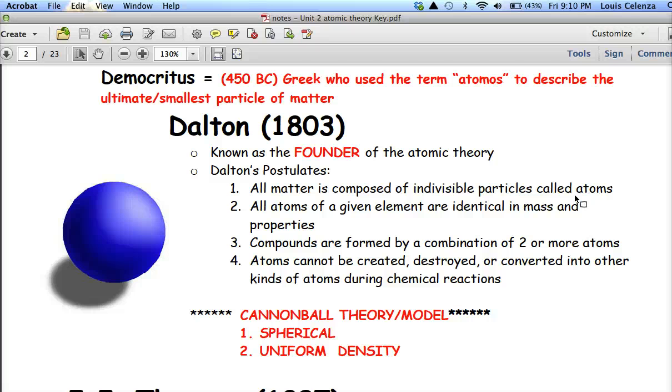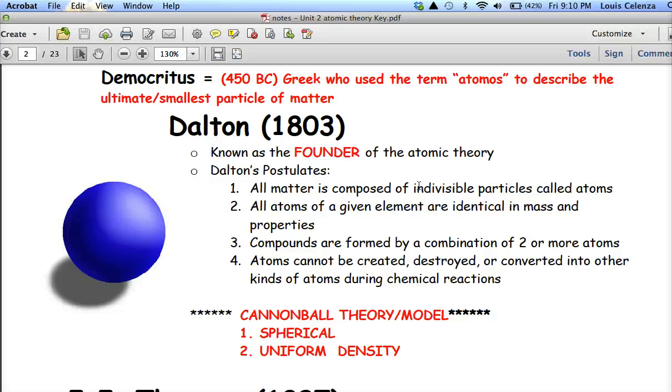Keep in mind, this is Dalton's postulate. It turns out that atoms are divisible. So in this particular case, it turns out that Dalton's postulate, his first one, is incorrect. Number 2, all atoms of a given element are identical in mass and properties. In other words, he's saying that if you have 1,000 hydrogen atoms, every single one of those hydrogen atoms is going to be identical. Same mass, same properties.